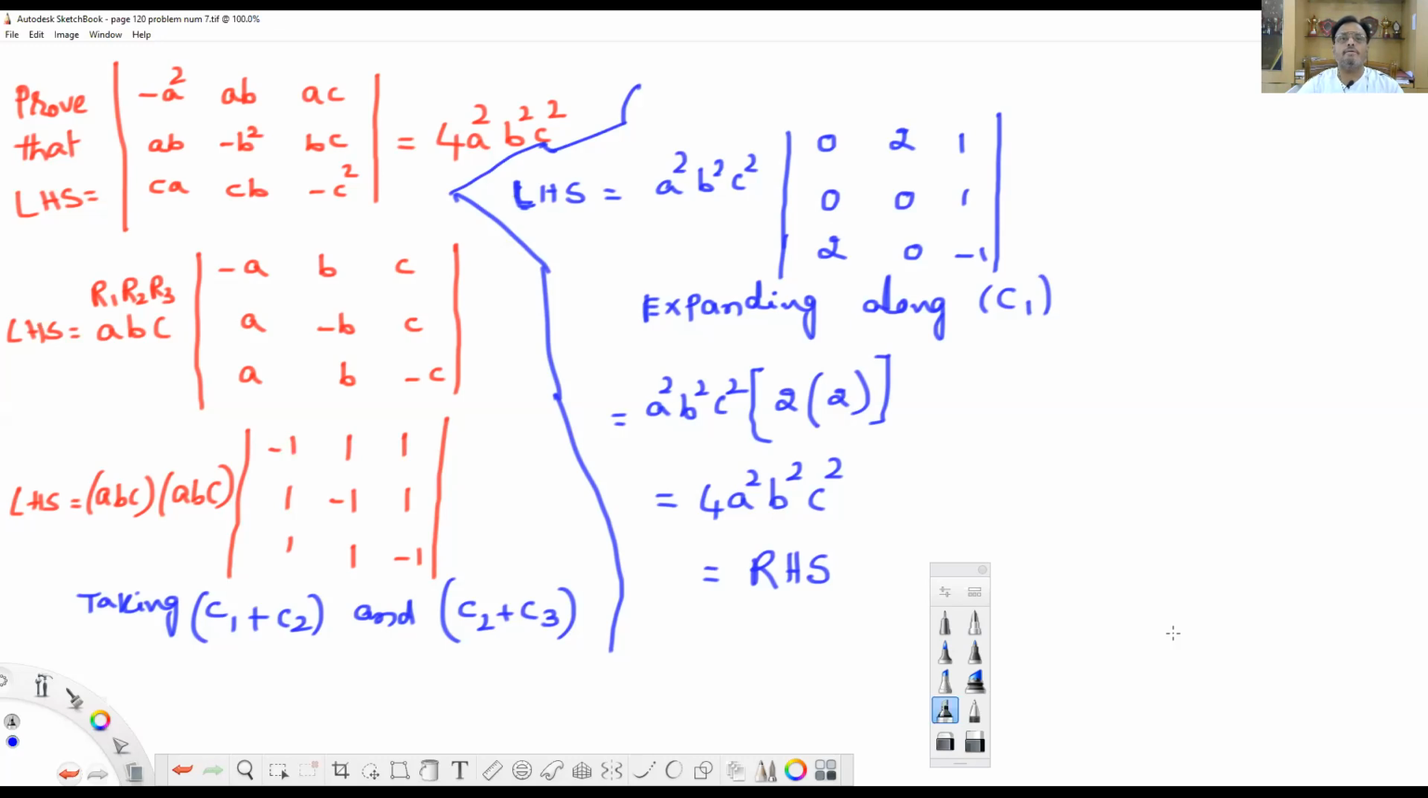And second, the determinant changes its sign if any two rows or two columns are interchanged. If any two rows are identical, the value of the determinant is 0. Next property is, if all the elements on one side of the principal diagonal are zeros, then the value of the determinant can be obtained by multiplying the principal diagonal elements.